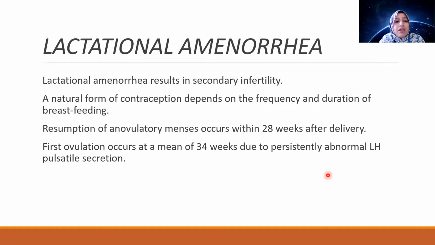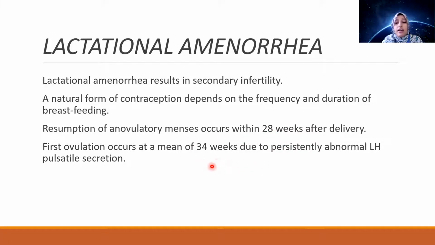Lactational amenorrhea. This results in secondary infertility. A natural form of contraception depends on the frequency and duration of breastfeeding. Resumption of anovulatory menses occurs within 28 weeks after delivery. And first ovulation occurs at a mean of 34 weeks due to a persistently abnormal LH pulsatile secretion. So here comes the role of prolactin. You can understand that 4 months are required for normal menstrual cycle to resume.